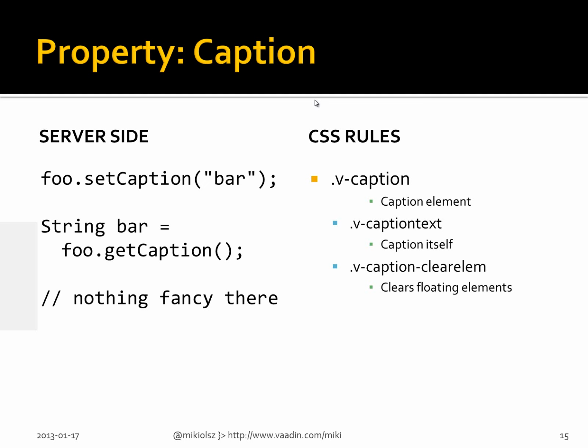Everything that is prefixed with v and a dash, it's a Vaadin component or Vaadin element, so you shouldn't use that for your own components. And v-caption is something that contains the caption. The caption text is actually the element containing the text, and then there can be something called clear element, which is clearing all the floating elements around. So if you want caption text with a bold font, then you should edit your CSS file to include v-caption text and then the proper rule.